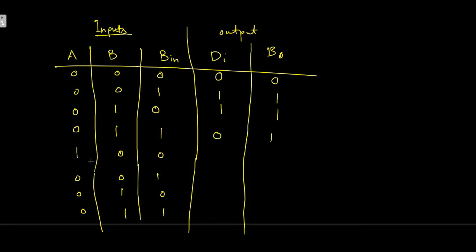And 1 minus 0 minus 0 is 1, there is no borrow. 1 minus 0 minus 1 is 0, 1 minus 1 minus 0 is 0, and 1 minus 1 minus 1 is 1 with borrow 1. So this is a simple truth table of full subtractor.